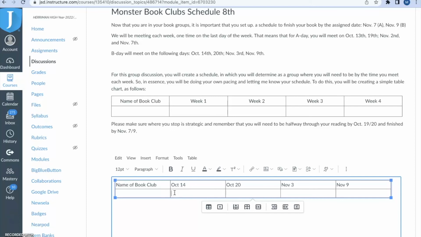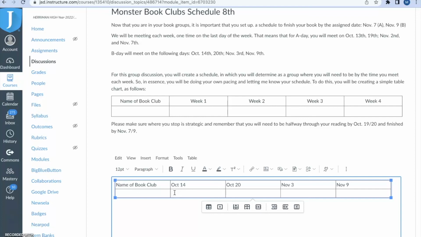You guys will create a schedule together. All of you are going to do this. You're not going to just have one group member do it. Every member of your group will create a table. You're going to talk about it, and list out exactly what you want to read each week. Again, just some clarifications. We need the book read all the way through by the 9th, so you're finishing it that week. And you want to be about halfway through by October 20th.